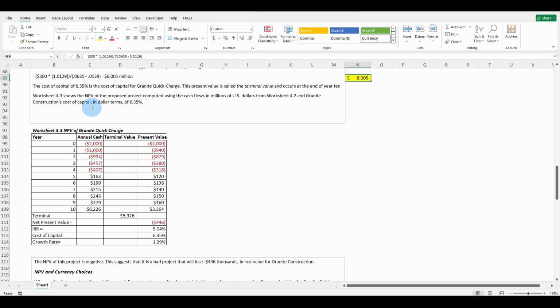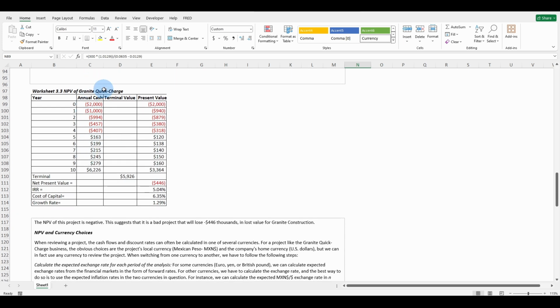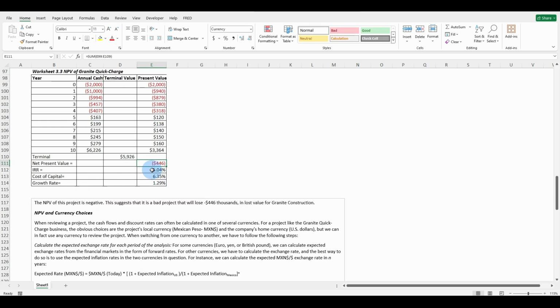Worksheet 4.3 shows the net present value of the proposed project, computed using the cash flows in millions of US dollars from Worksheet 4.2 and Granite Construction's cost of capital in dollar terms of 6.35%. Here we're just going to calculate this. Here is our net present value, minus 446, an internal rate of return of 5.04% with a cost of capital of 6.35%.